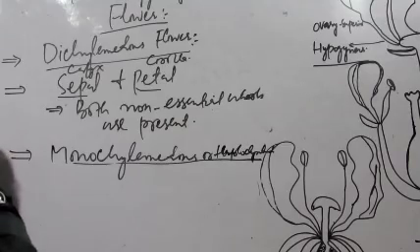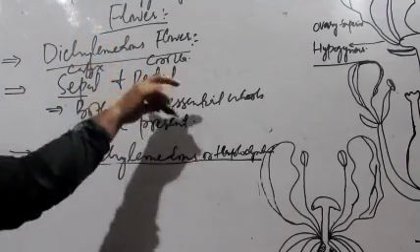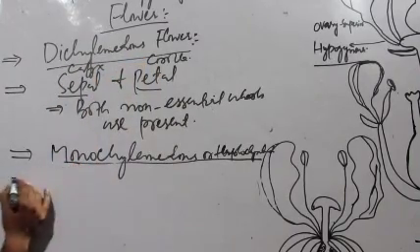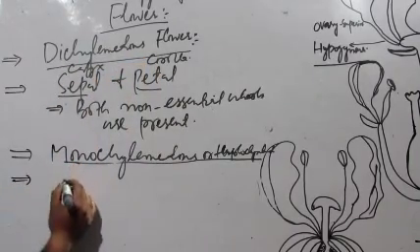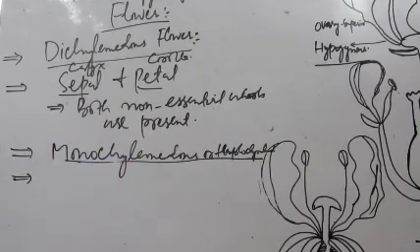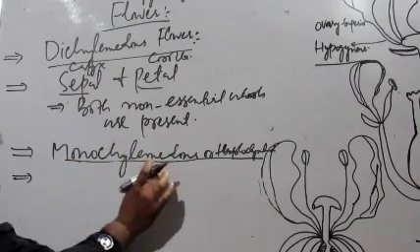Mono, as the name predicts, di means two. They are both two essential non-whorls, that is sepal and petal. Here mono means single. If we have only one whorl present, either sepal or petal, only one of the two, we call it a monochlamydious flower.